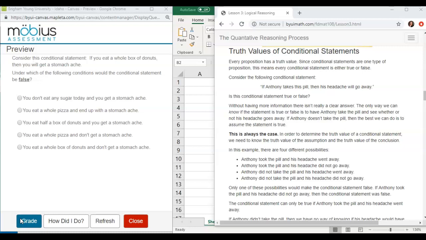Over here on the right-hand side, I have lesson number 3 brought up, on the truth value of conditional statements. The example used in the book is that Anthony has a headache and needs to take a pill to see if the headache will go away. The only way for this to be a false conclusion is if he takes the pill and his headache does not end up going away.